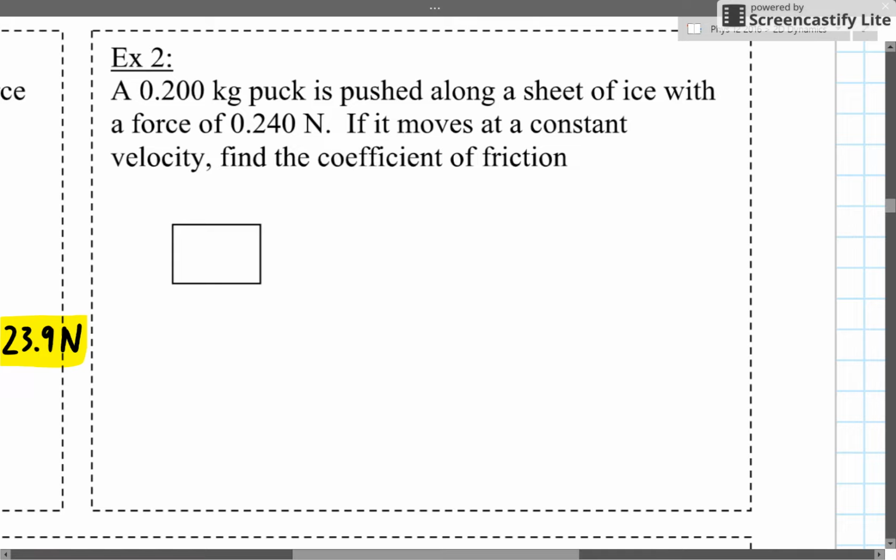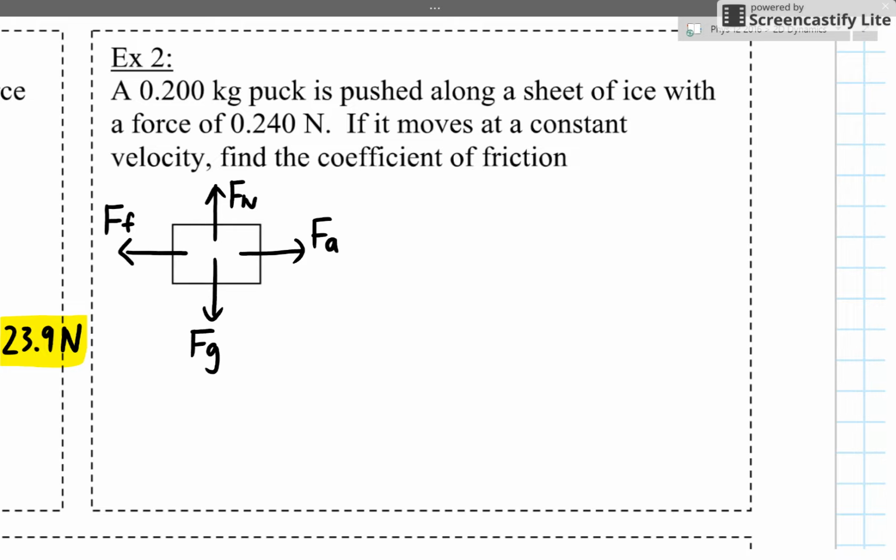So another question, a 0.2 kilogram puck is pushed along a sheet of ice with a force of 0.24 Newton. If it moves at a constant velocity, find the coefficient of friction. Okay, so again, start by free body diagram. Gravity, normal force, friction force, and I will put the applied force on this side. Just a habit for me, to put the applied force on the right hand side and friction on the left. But okay, so this is the picture right now.